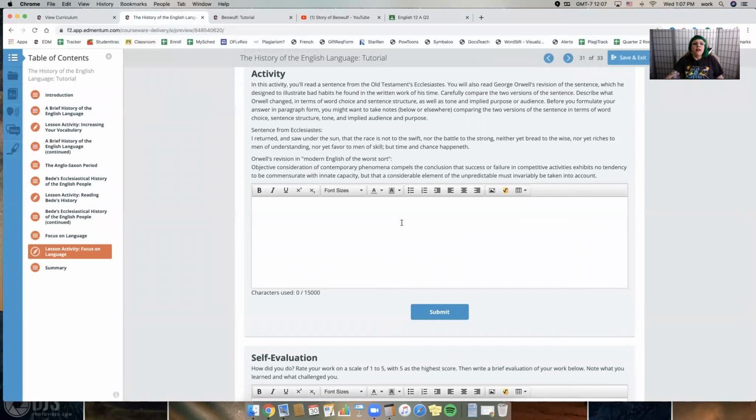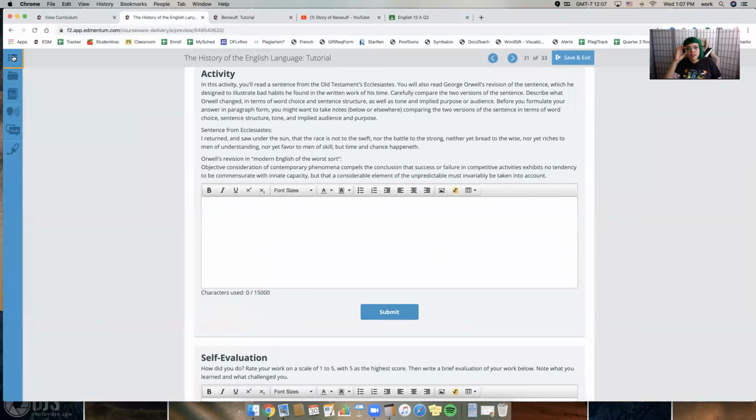Okay. In this activity, you'll read a sentence from the Old Testament's Ecclesiastes. You will also read George Orwell's revision of the sentence, which he designed to illustrate bad habits he found in the written work of his time. Carefully compare the two versions of the sentence. Describe what Orwell changed in terms of word choice and sentence structure, as well as tone and implied purpose or audience. Before you formulate your answer in paragraph form, you might want to take notes, comparing the two versions of the sentence in terms of word choice, sentence structure, tone, and implied audience and purpose.